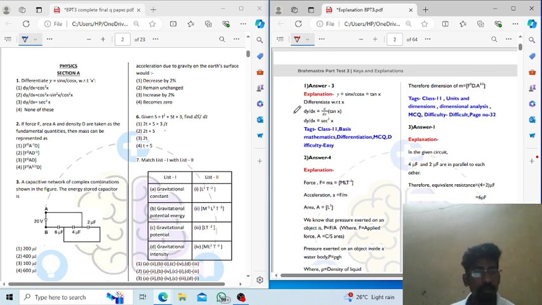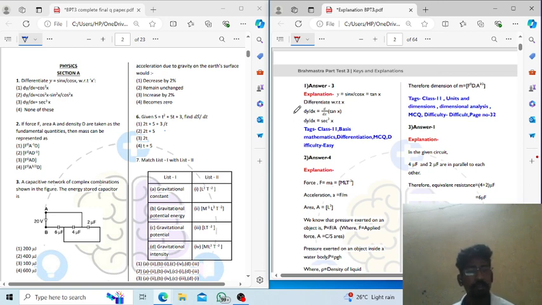Today we are going to discuss BPT3, the Brahmastra Part Test 3. It comprises three chapters: two chapters from BPT1 and one chapter from BPT2. In BPT1 there is one chapter, that is basic mathematics.